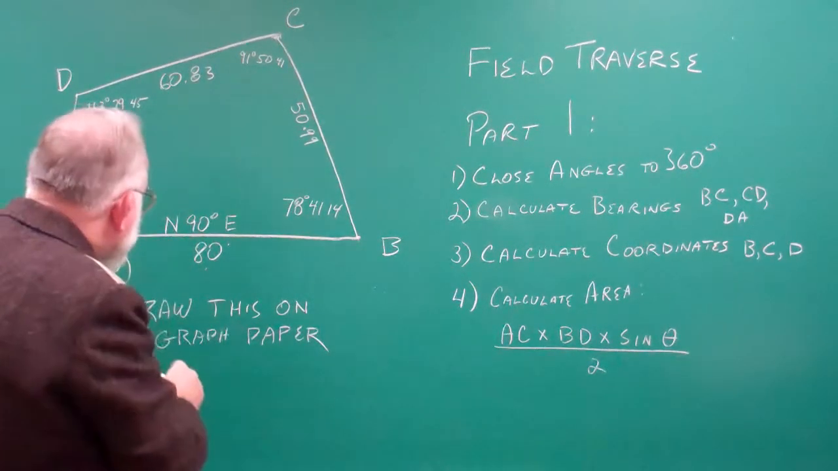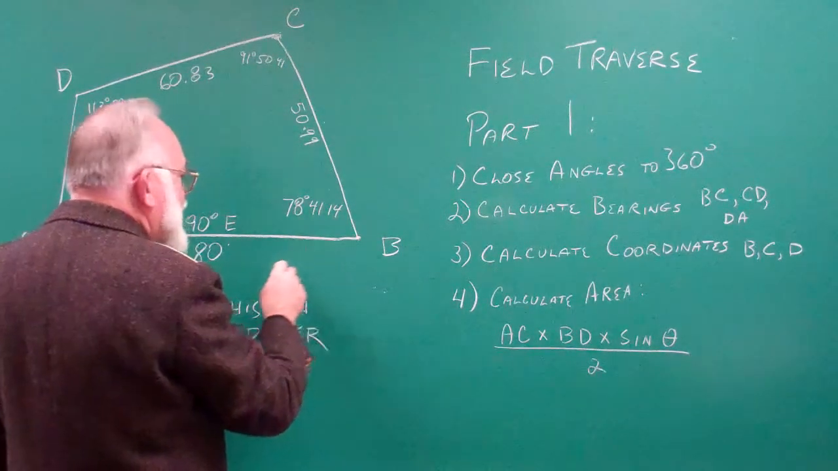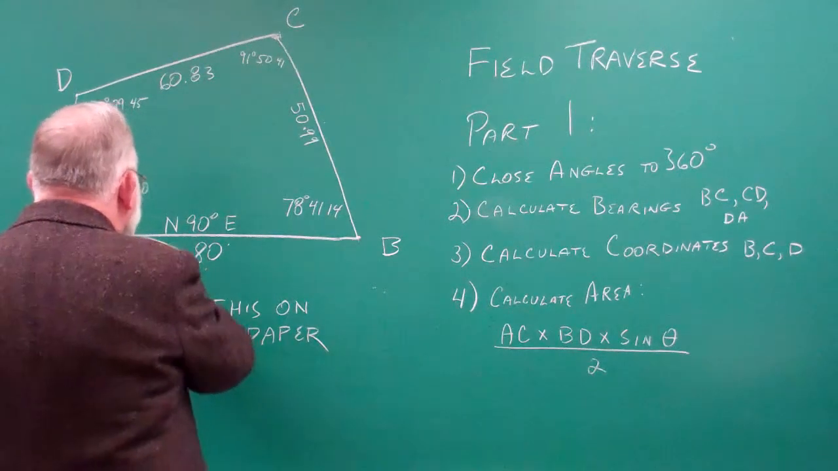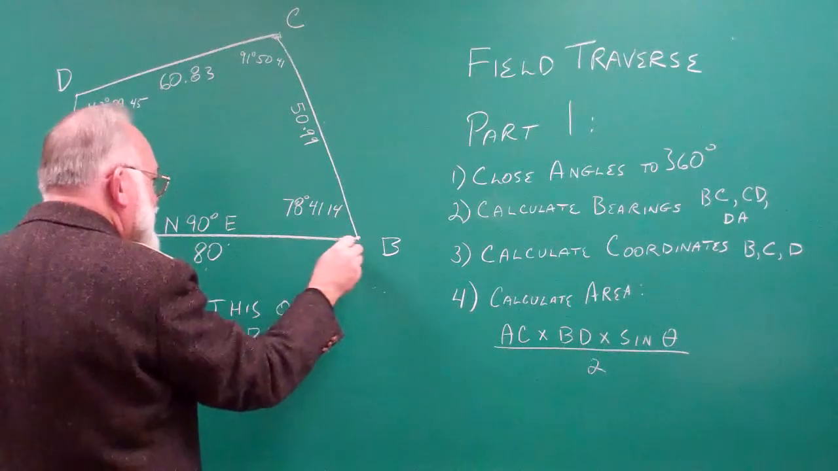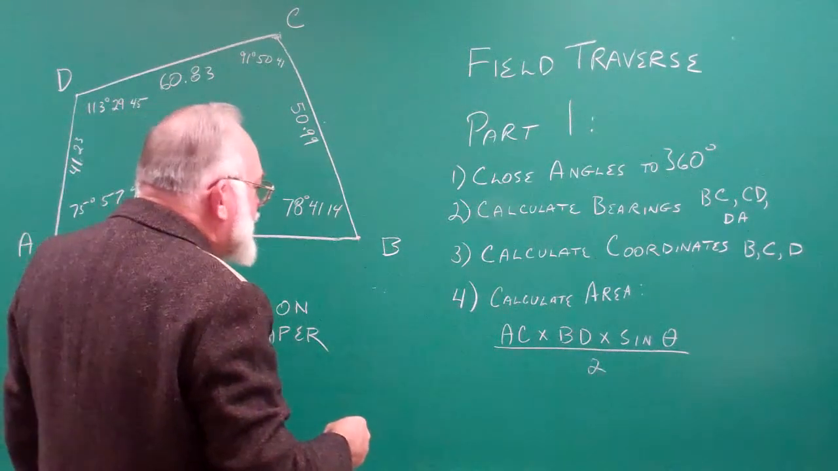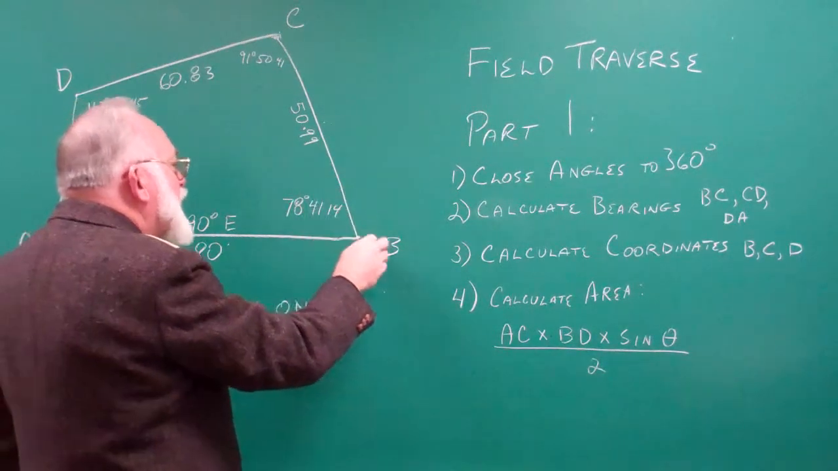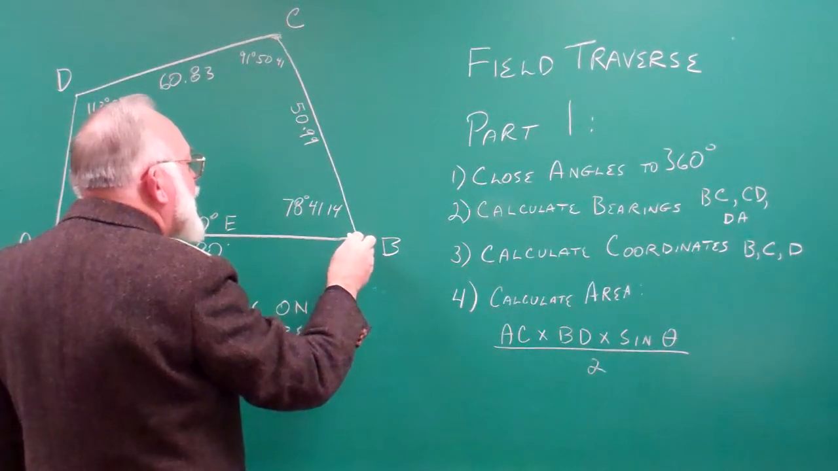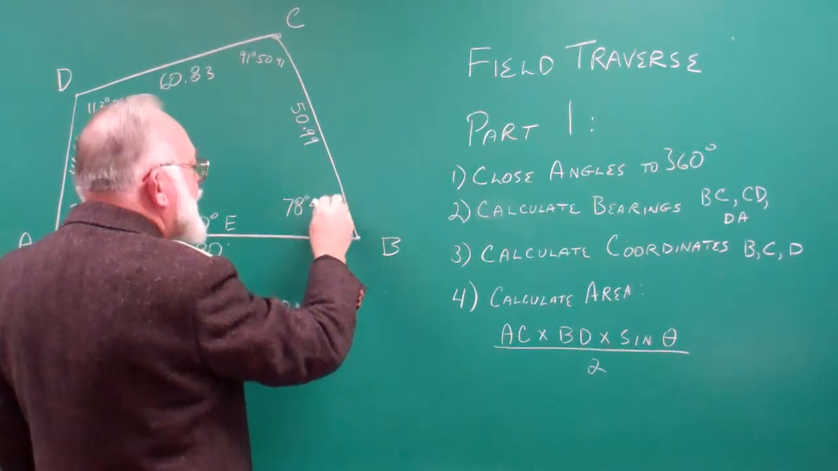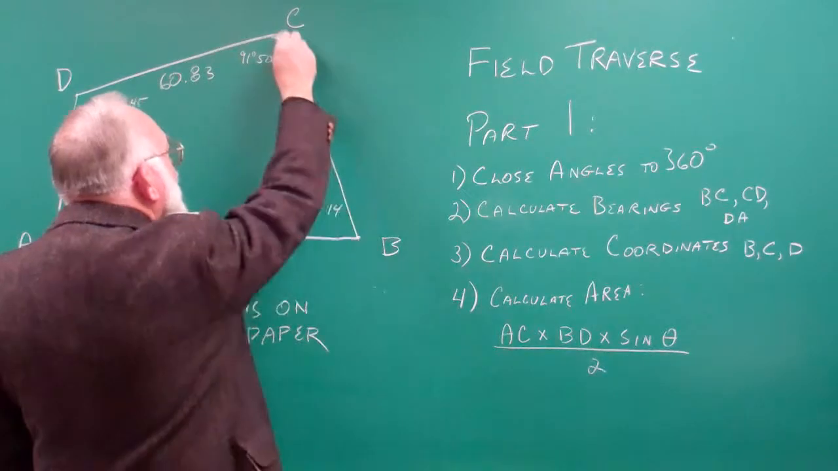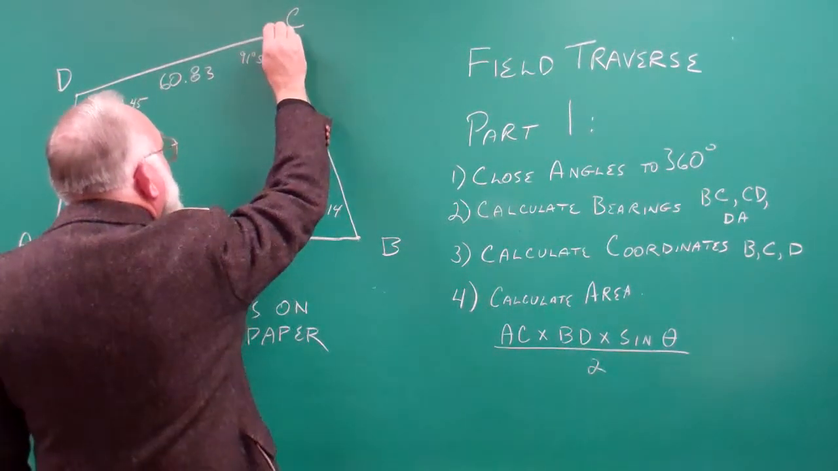So you're starting at 100x 100y. You go 80 feet due east, well, you know that it's 80 feet plus on the x and 0 on the y. That gives you your x and y coordinates for point B. Now you have to do a true calculation where you turn an angle from due east, 78.4114, and go 50.99, and give me the coordinates for this point.